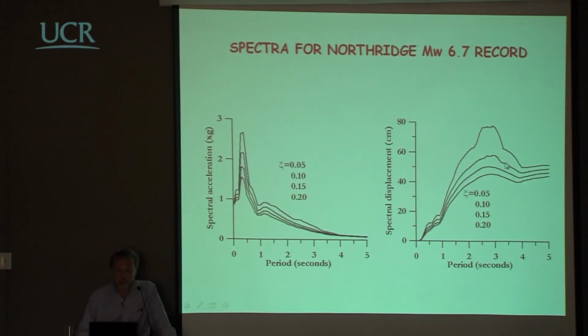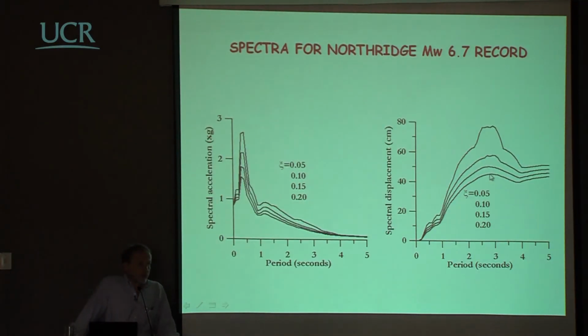The other thing that you should note is that here the equivalent viscous damping has a significant effect in reducing this peak. If you look at the level of this demand, which is with a 5% damping, you are in the range of 80 centimeters. If you look at 20% damping, you are in the range of, say, 40 or 45.